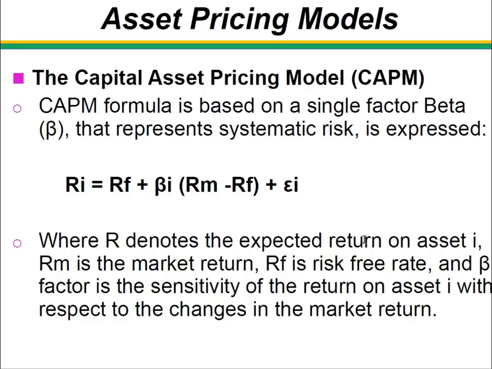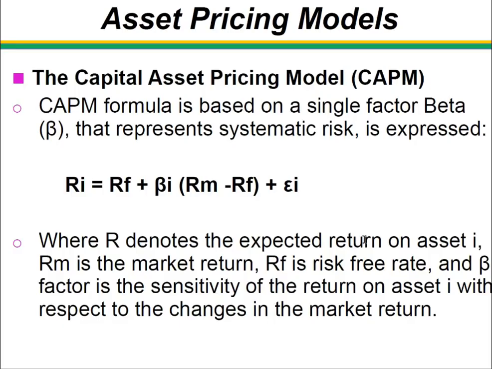So let's break it down and see what each component represents. R_i represents the expected return on an asset. R_m is the expected return on the market portfolio, which is typically the S&P 500. R_f is the risk-free rate, which is the interest rate you can earn by leaving your money in the bank. And the beta factor measures the sensitivity of asset i's return to changes in the market return. The epsilon i term represents random error.